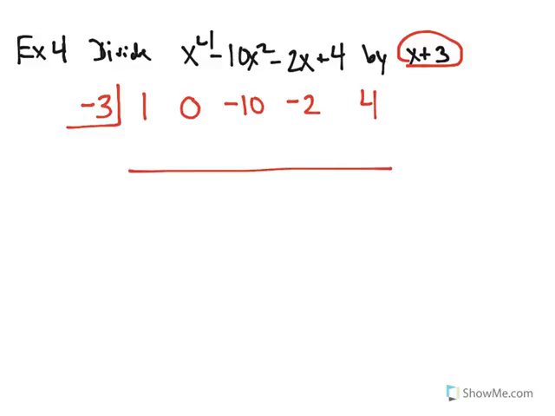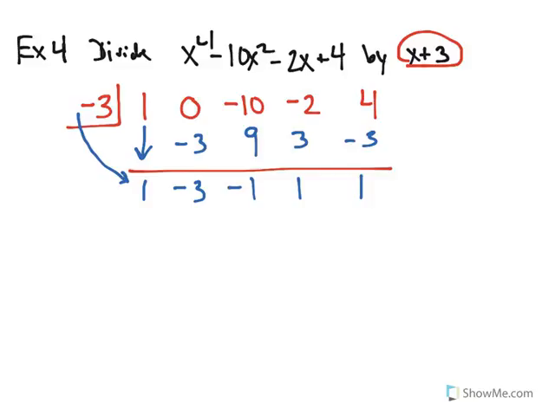Now I'm going to leave myself some room here, and the way it works is this. You bring the first number down, and you get a 1, in this case. Whatever's below the line, I multiply. So I would have negative 3 times 1 gives us negative 3. And then whatever's above the line, you add. 0 plus negative 3 is negative 3. Negative 3 times negative 3 is 9. Negative 10 plus 9 is negative 1. Negative 3 times negative 1 is 3. Negative 2 plus 3 is 1, and negative 3 times 1 is negative 3. And for the final answer, I get 4 minus 3, which is 1.